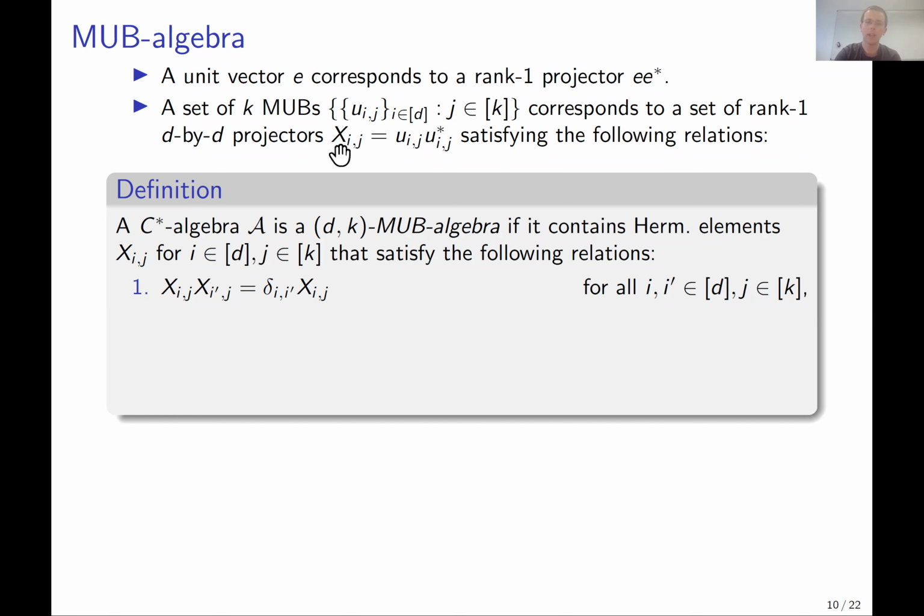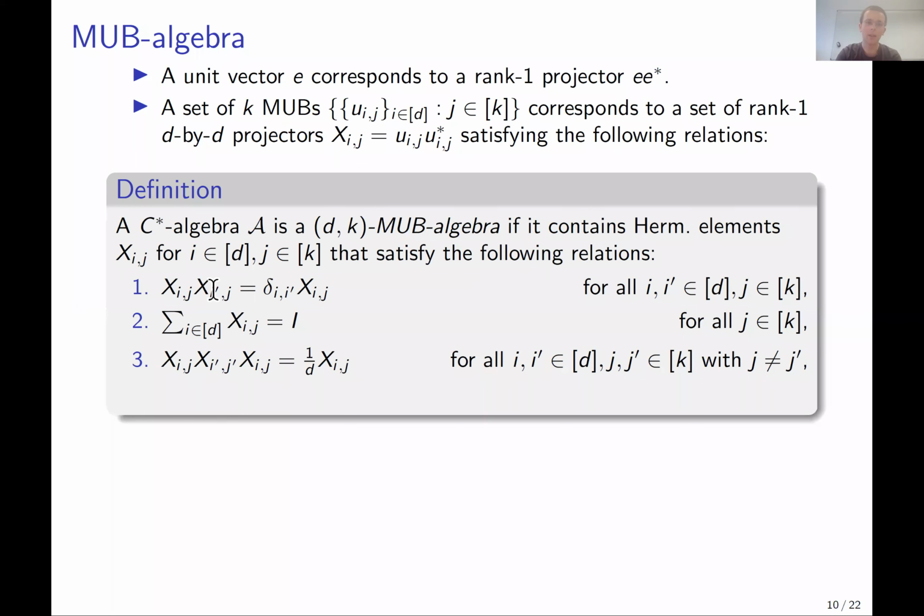d,k MUP algebra. Okay, so we say that a C-star algebra A is a d,k MUP algebra if it contains self-adjoint, or Hermitian, elements x_ij that satisfy 4 relations. The first relation tells you that if you look at a single basis, let's say basis j, and you look at projector i and projector i prime, then they're orthogonal if i is different from i prime, and it's a projector if i is equal to i prime. The second condition is just that the elements from a single basis form a POVM, or a PVM, I guess.